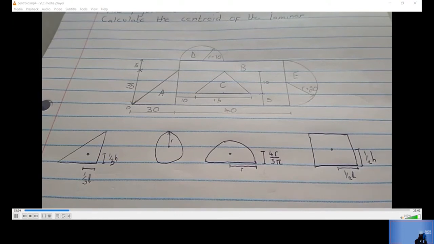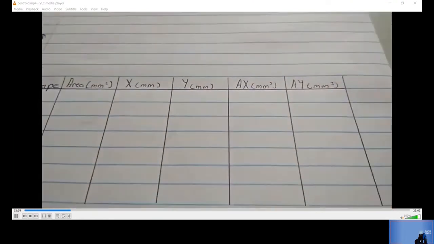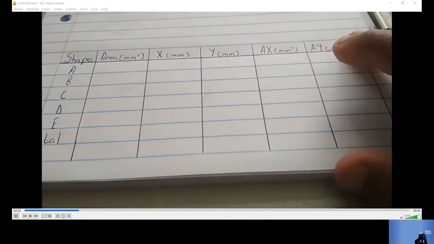Now, we have a table to fill up. There's our table. It consists of the shape, the area, the centroid of the individual shape on the x-axis and on the y. And then we have the moment here, which is the area times the centroid, as well as here. Okay, let's start with shape A.